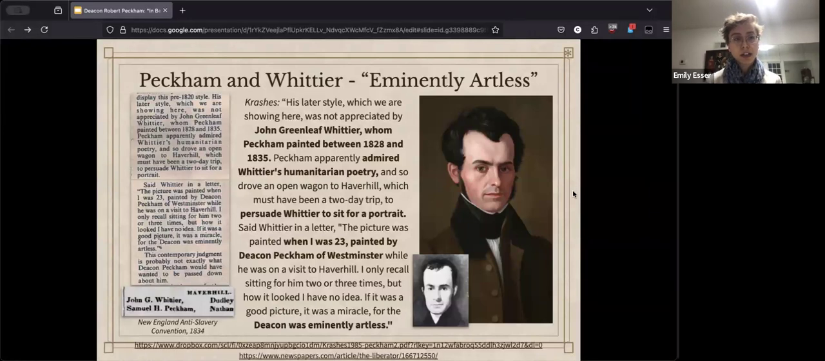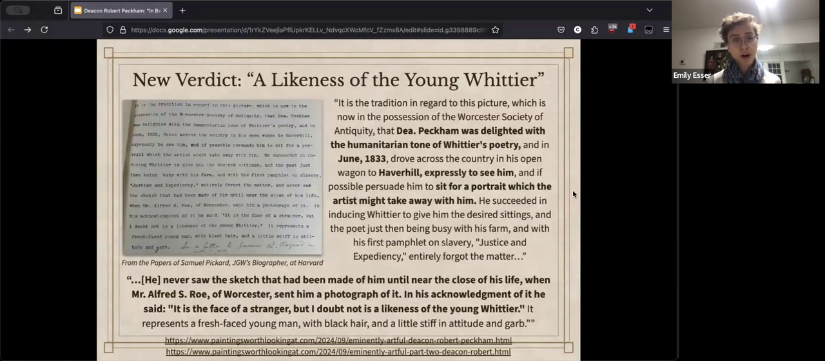Supposedly, eminently artless came from a letter. Two different sources cite two different letters to two different people in two different years. I contacted the Harvard Library that has them. The librarian could not find either of them, but was incredibly helpful and turned up a different piece of evidence from Whittier's biographer, which has a typed page of notes about Peckham, and then below that, a mention of the eminently artless. But this says, "He never saw the sketch that had been made of him until near the close of his life, when Mr.